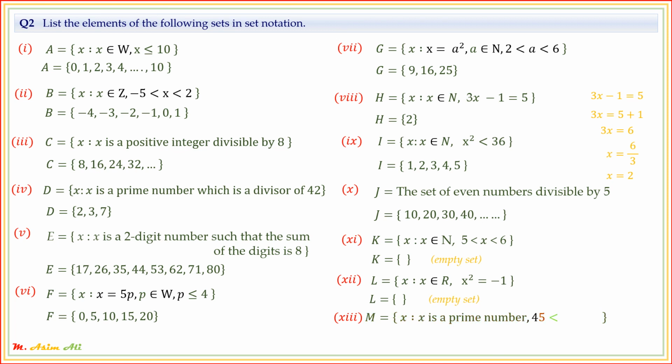Another example, number 13, we have a set M in which X is a prime number, and the prime number is between 45 and 50. That means we have to list all the prime numbers between 45 and 50. After 45 we have the numbers 46, 47, 48, 49, out of which only 47 is a prime number. So M contains only one element, 47.